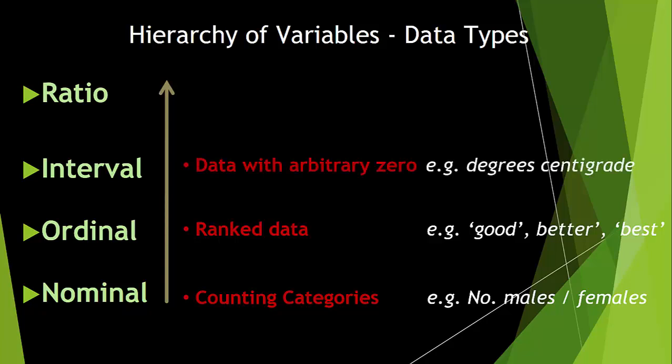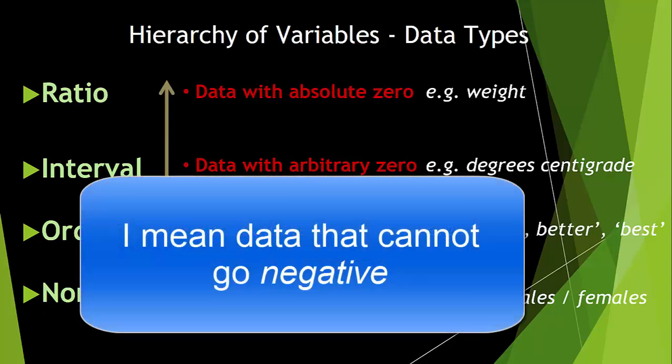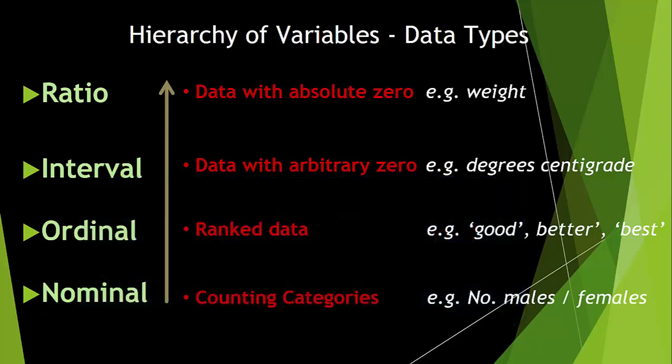Interval level data and ratio level data are both measures where we recognize them as such. However, interval level data is data with an arbitrary zero. It can go negative, e.g. degrees centigrade, whilst ratio level data cannot go below zero. It is data with an absolute zero. But for further information, I refer you back to the first video in this series.